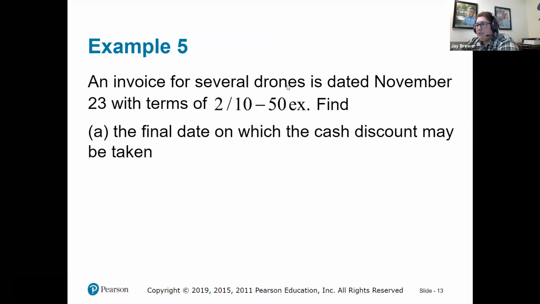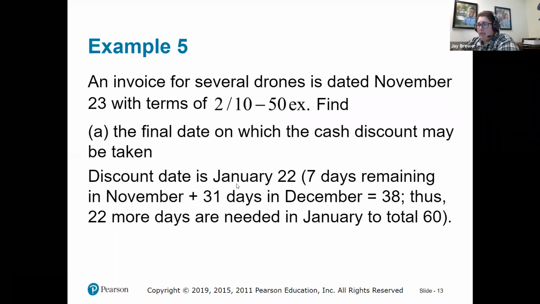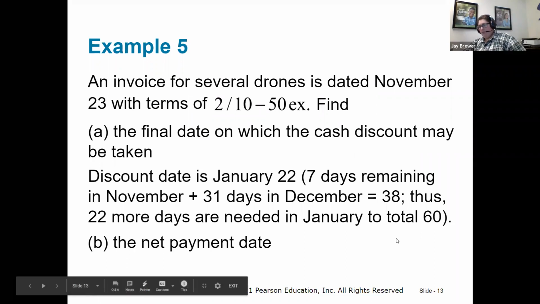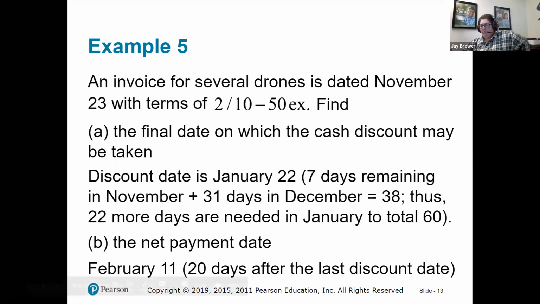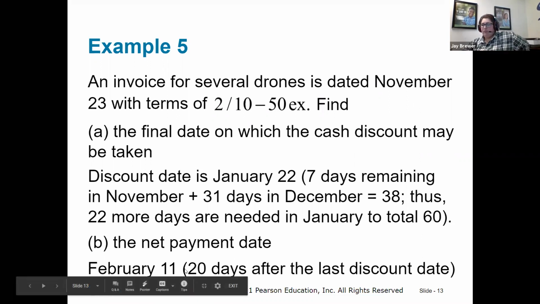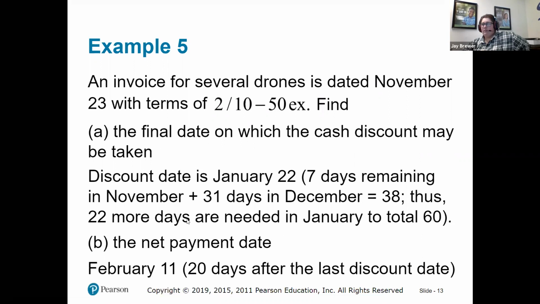All right. An invoice for several drones is dated November 23rd with terms of 2/10 and 50 extra. Find the final date on which the cash discount may be taken. So the discount date is January 22nd. 7 days remaining in October plus 31 in December equals 38, plus 22 more days are needed in January to total 60. And then the last date is February 11th. Again, they didn't give us a date, so you have to just assume it's 20 days after the last discount date.